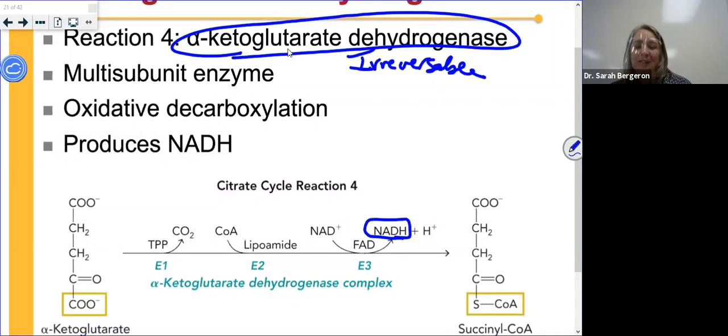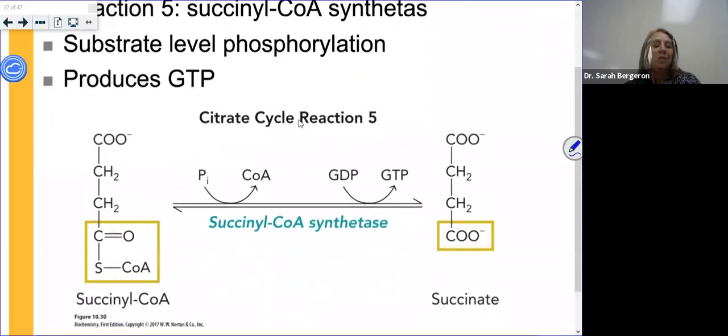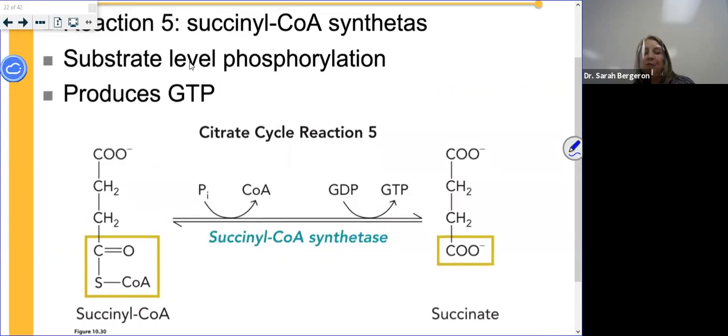Okay. So we got succinyl-CoA. All right. So now what's going to happen with succinyl-CoA? Well, we're going to convert succinyl-CoA. We're going to get rid of the CoA, right? Because this is a high energy bond, and we're going to make succinate. Because this is a high energy bond, it's got lots of energy, right? We're going to be able to use it for substrate level phosphorylation.